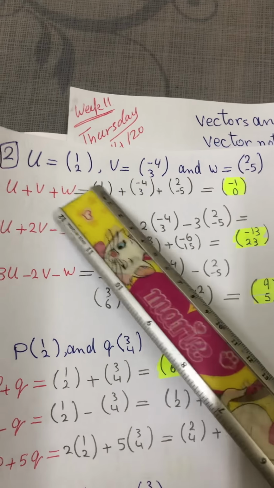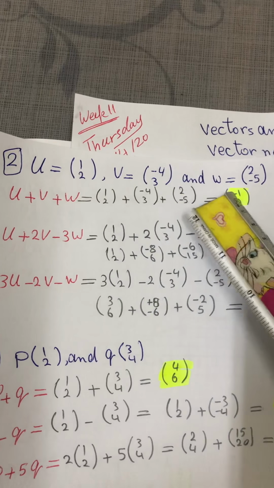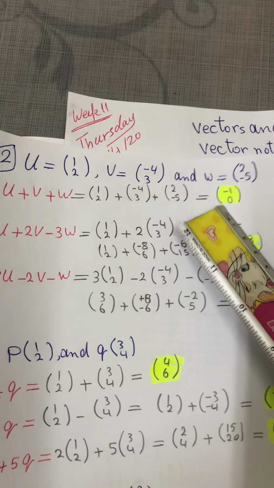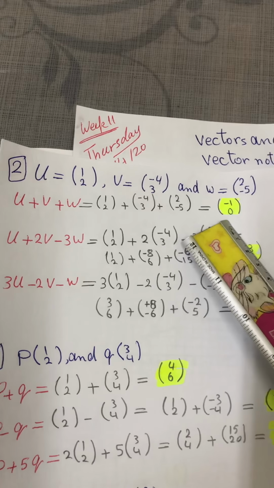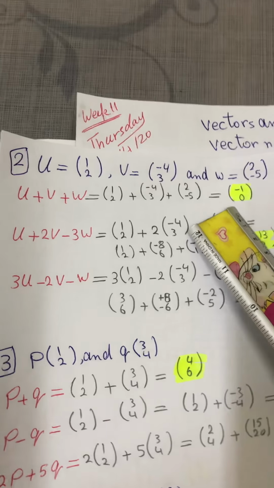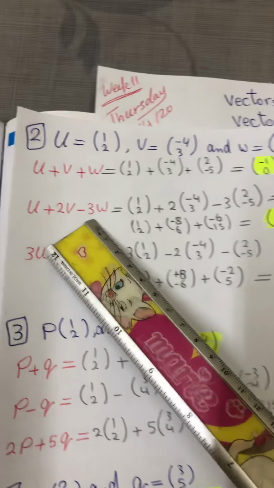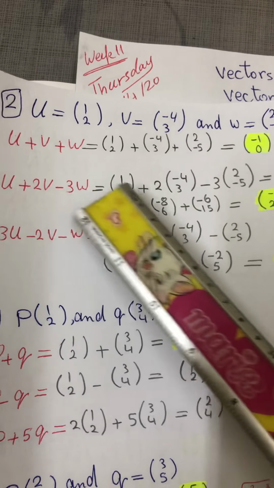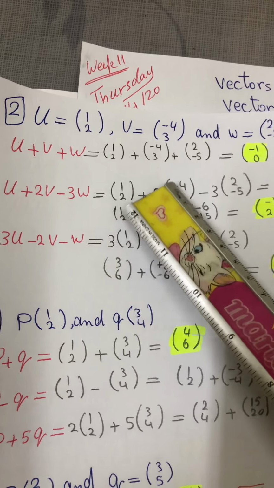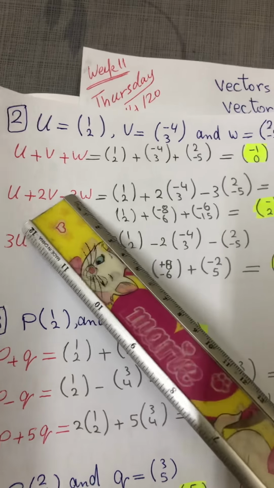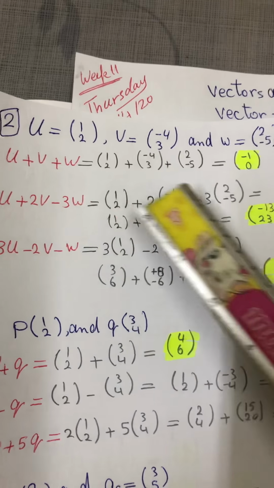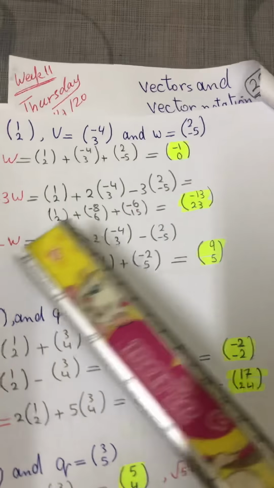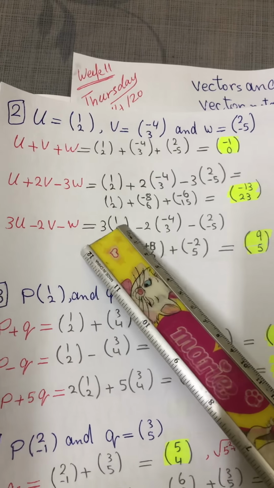Add regularly. 1 plus negative 4 plus 2 equals negative 1. 2 plus 3 plus negative 5 equals 0. So the vector here is negative 1, 0. He didn't ask about magnitude also. And here, U, I'll put 1, 2 plus 2V. So 2 multiplied by V, which is negative 4, 3. Minus 3 multiplied by W, which is 2, negative 5. In the beginning, change it into addition. So I'll take U as it is.